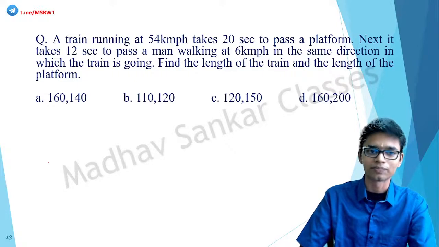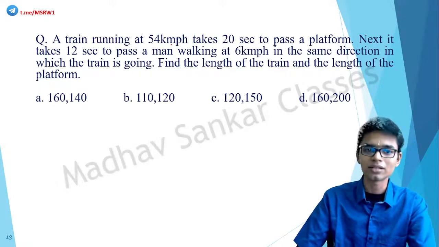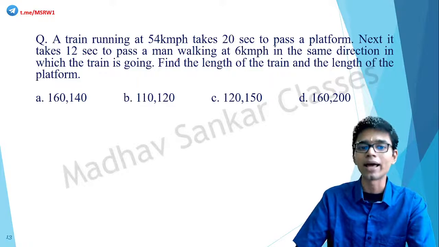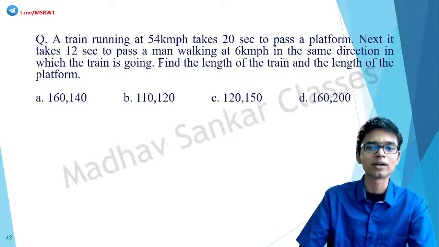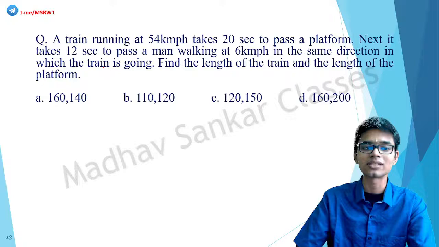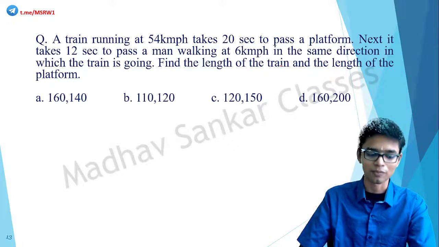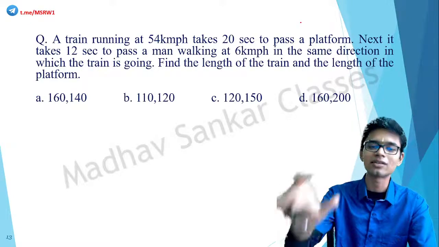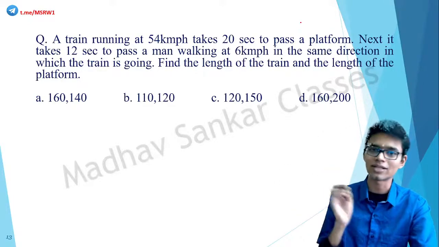9th question. A train running at 54 kilometers per hour takes 20 seconds to pass a platform. Next, it takes 12 seconds to pass a man walking at 6 kilometers per hour in the same direction in which the train is going. Find the length of the train and the length of the platform. Okay, but actually, again, a very easy question. Two scenarios are given together, that's all.